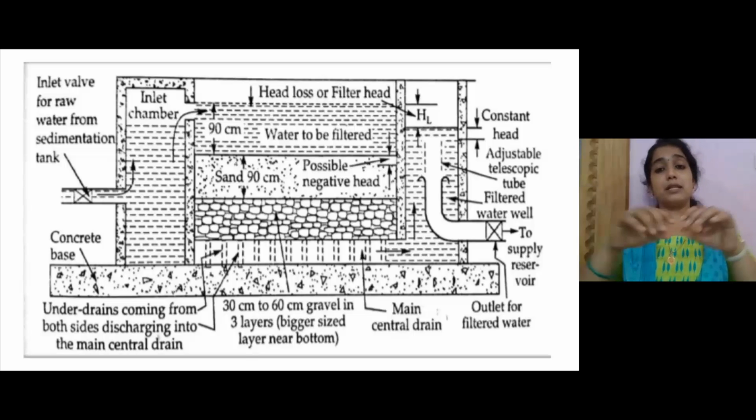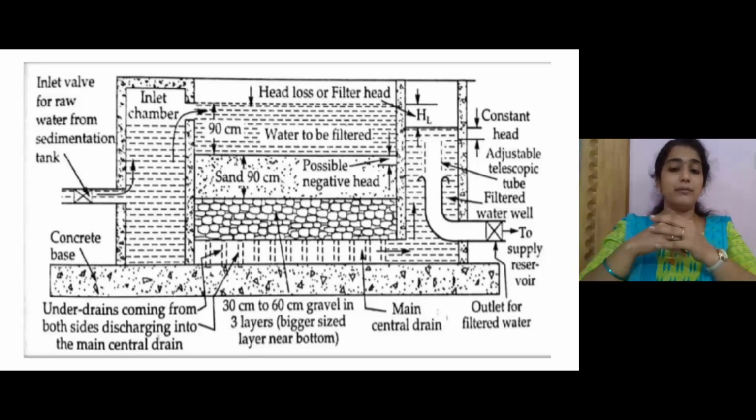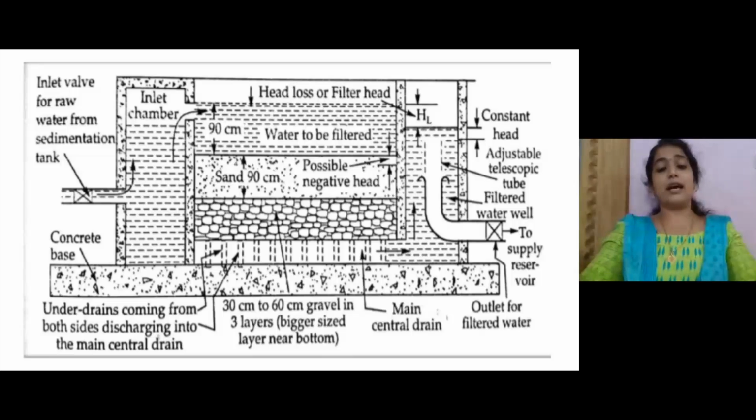These drain pipes are narrow pipes with holes on the top surface. They collect the filtered water, and the water flows into the main drainage, and this main drainage connects to the filtered water well. This is the structure, and the total structure is constructed over the RCC, represented below. The inlet valve is provided and the outlet valve is provided.